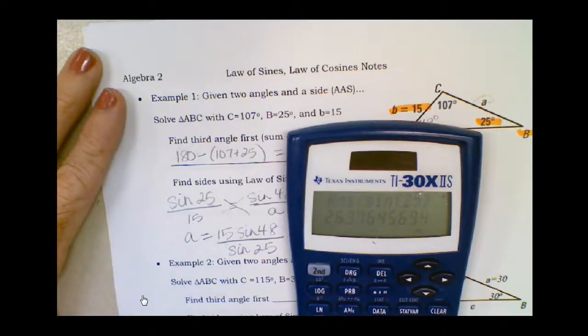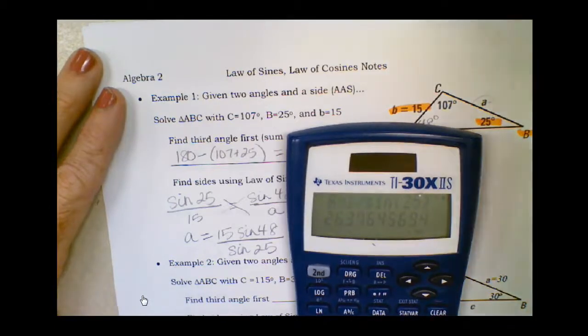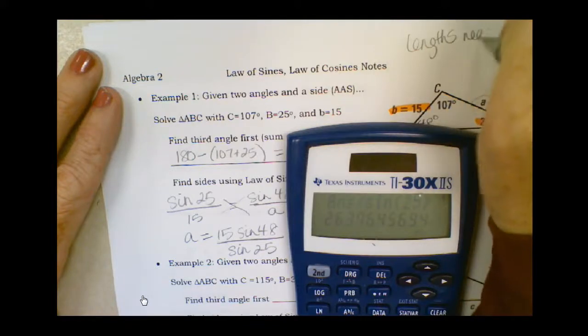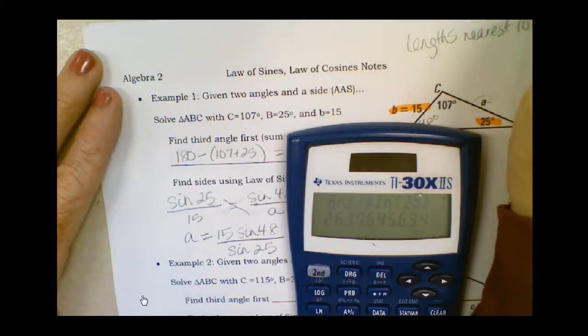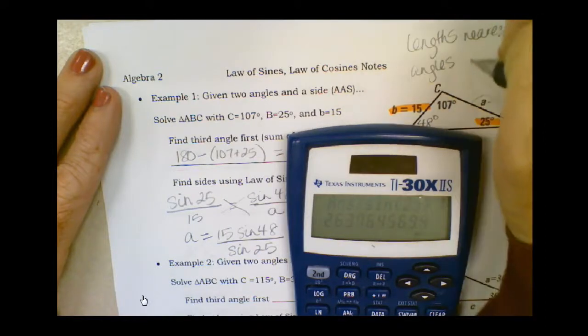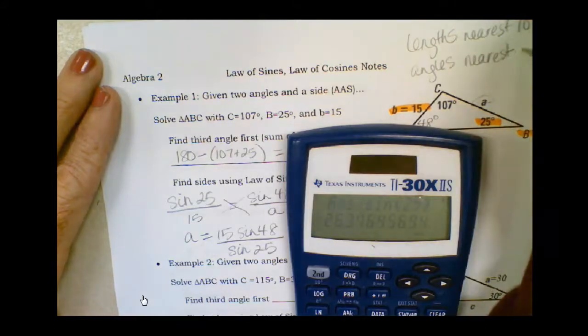Okay, you can round these off. I would say you round lengths to the nearest tenth and angles to the nearest degree. Okay, so the nearest one.